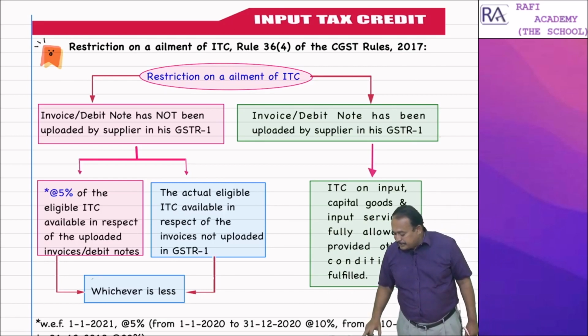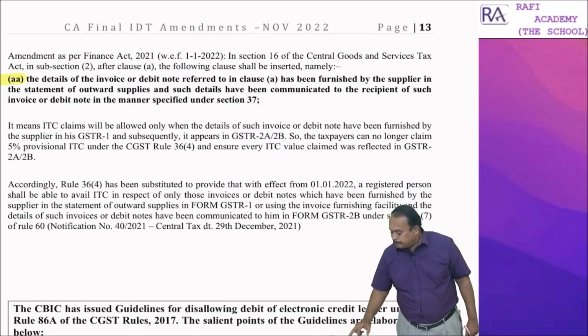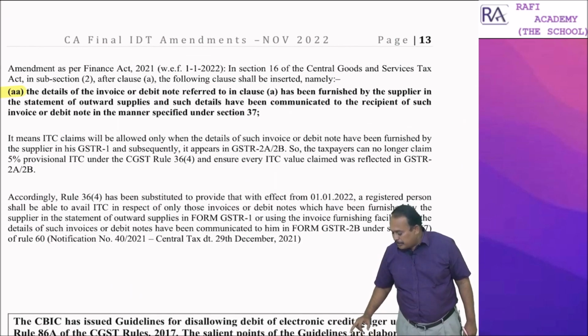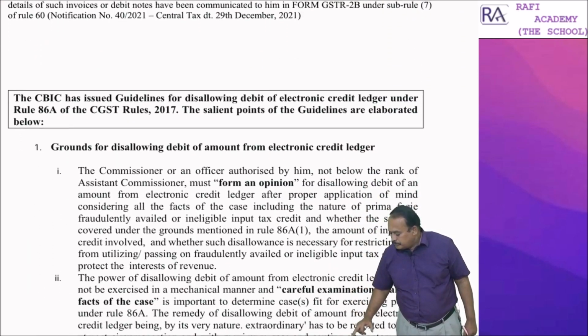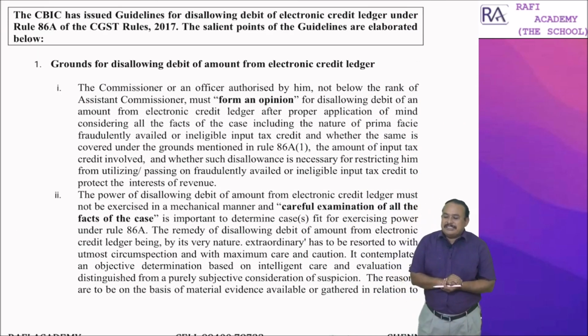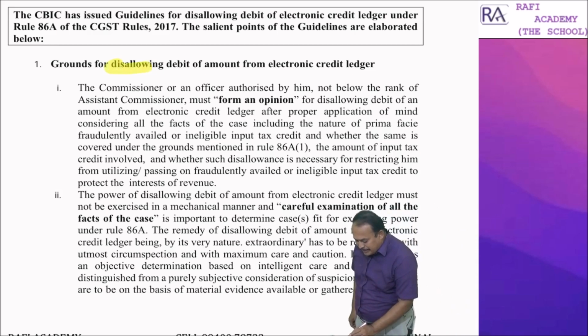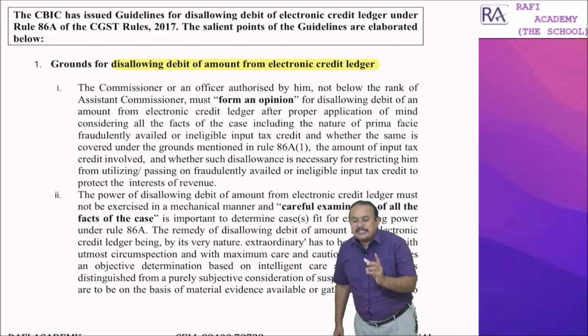Further, my dear friends, from here I am referring you to the CBIC circular with regard to disallowing debit of amount from the electronic credit ledger. What do you mean by disallowing debit of amount from the electronic credit ledger? One should understand this.